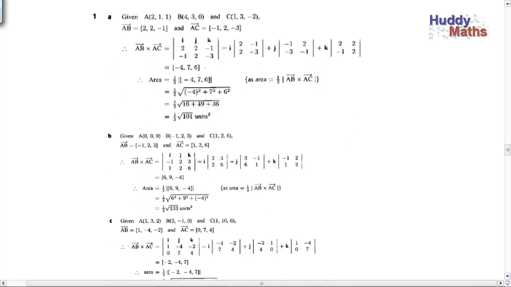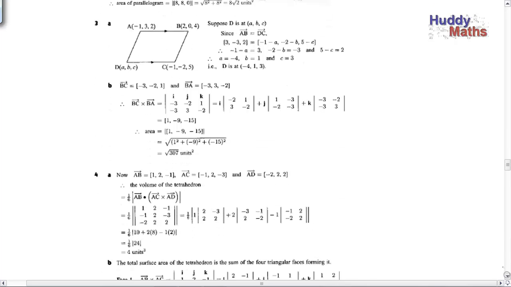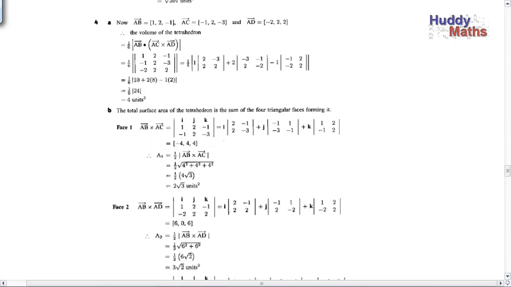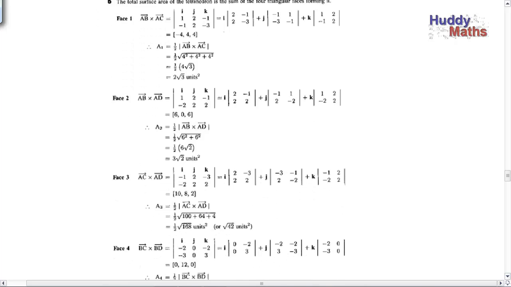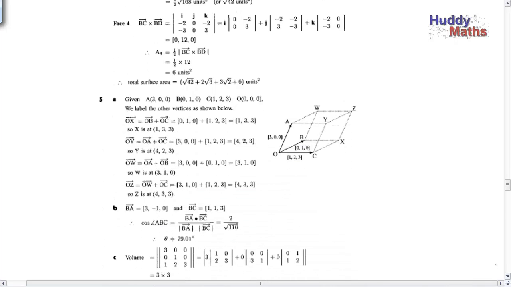So question 1, A, B and C. We need a bit more down the bottom. C and question 2. And let's go to question 3. And question 4. I'm looking at the 4 faces there of the tetrahedron. Face 3. Just looking at all the areas there. Face 4. We'll start to look at question 5.